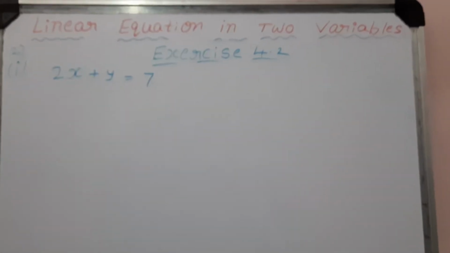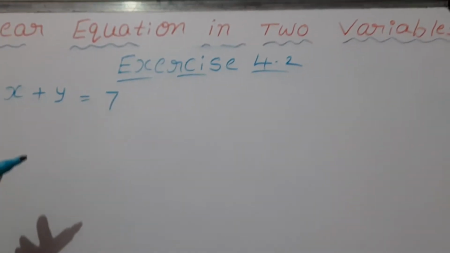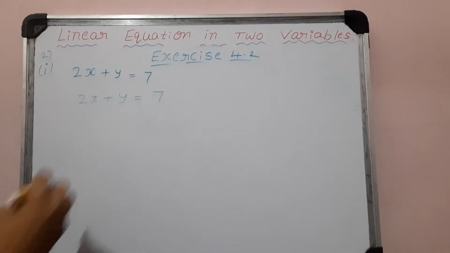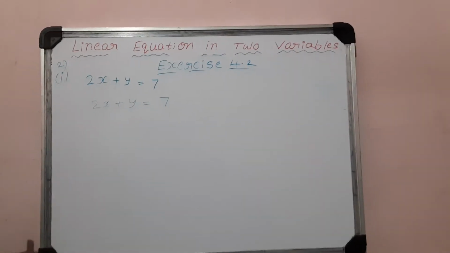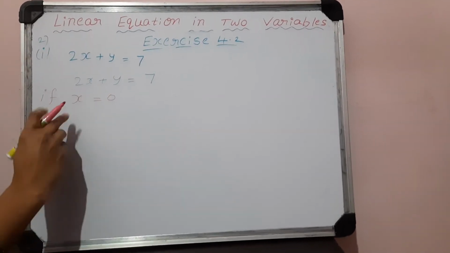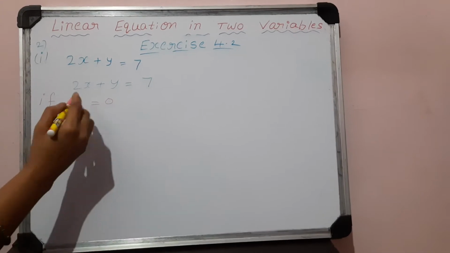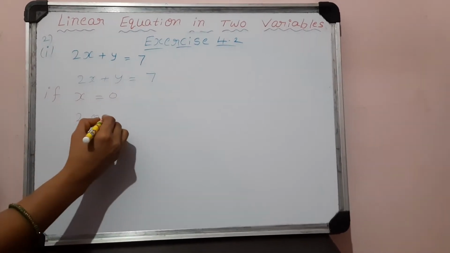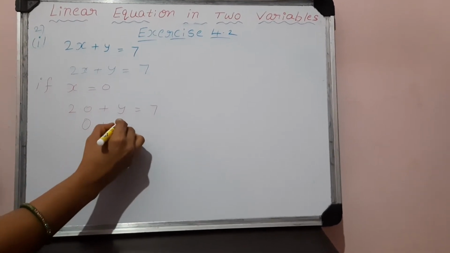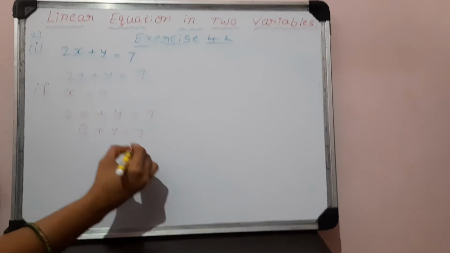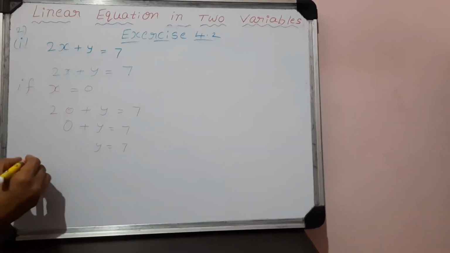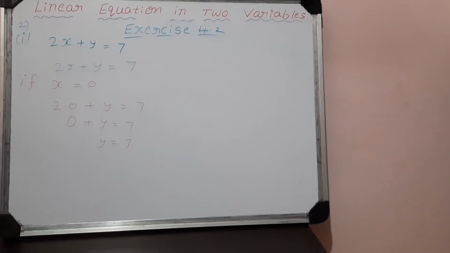So, four solutions means how to write four solutions. First of all, you can take the linear equation. What is the linear equation? 2x plus y equal to 7. This is the equation. How to write solutions: first of all, if x equal to 0, if you take x equal to 0, you will get one solution. So 2 into 0 plus y equal to 7. 2 into 0 is 0, plus y equal to 7. y equal to how much? 7. So when x equal to 0, that time y value is 7. 0, 7.